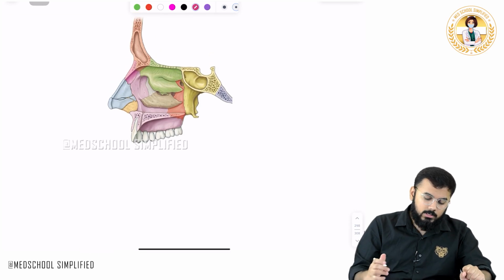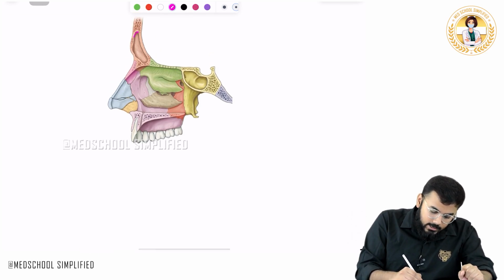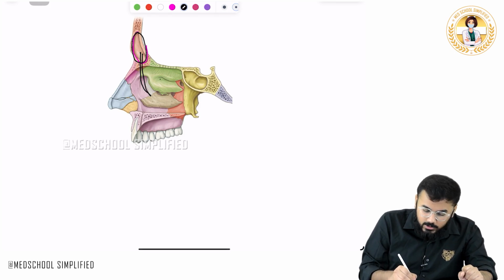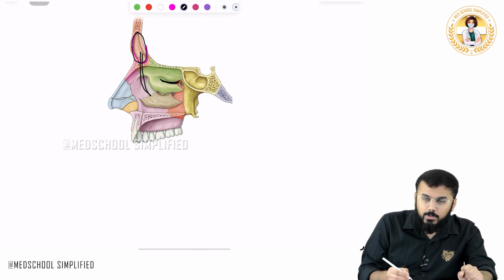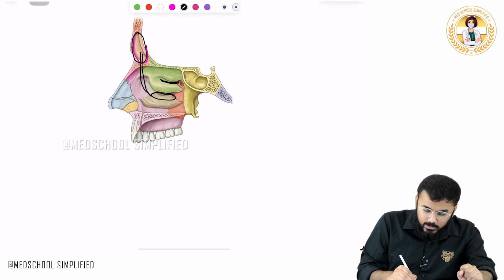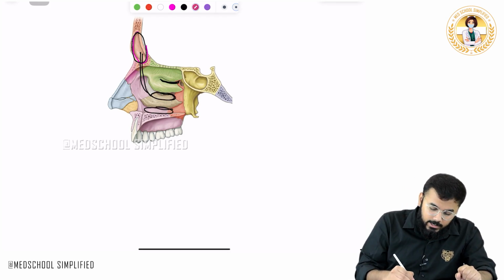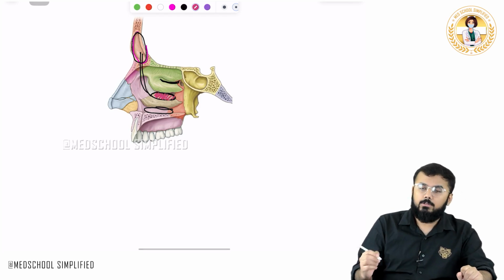Clear? So, this was the thing I was telling you, that let us say this is your frontal sinus. From the frontal sinus, you see the duct that is draining here, you see this gap here, this is called the superior nasal meatus, this is called the middle nasal meatus and this is called the inferior nasal meatus. So, it is directly draining into this middle nasal meatus.